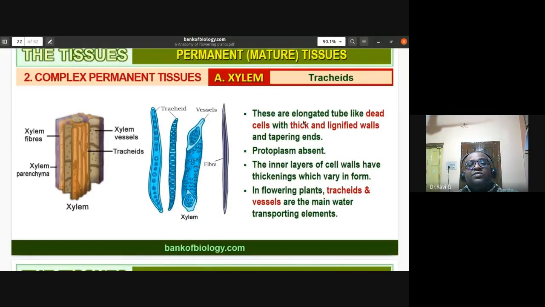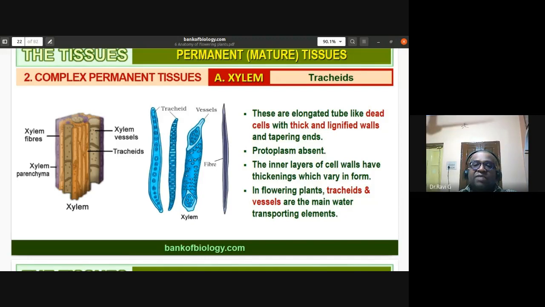See, the tracheids we'll discuss. These are elongated tube-like dead cells with thick and lignified walls and tapering ends. They have pointed tapering ends in the case of tracheids. The protoplasm is absent in tracheids. The inner layers of cell walls have thickenings which vary in form and structure. Okay, the ornamentation of this lignin varies.